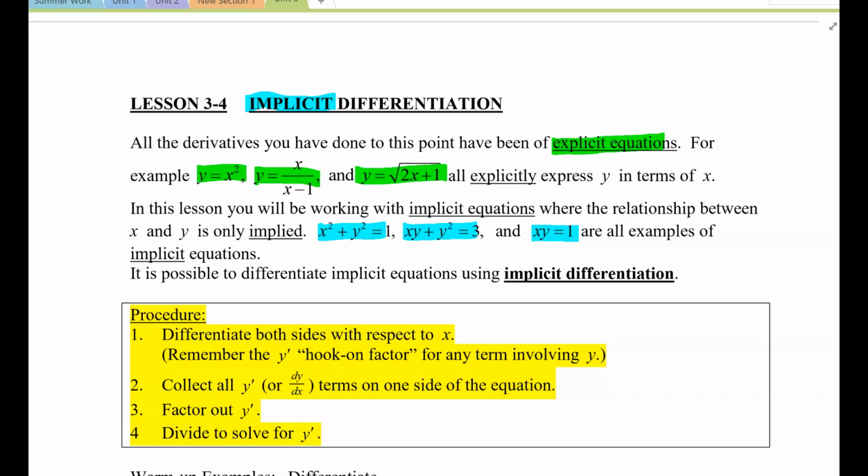Hello, welcome back to this video 3-4, implicit differentiation, from the Essentials of Calculus. In this video, we're going to cover more complex examples of implicitly differentiating.